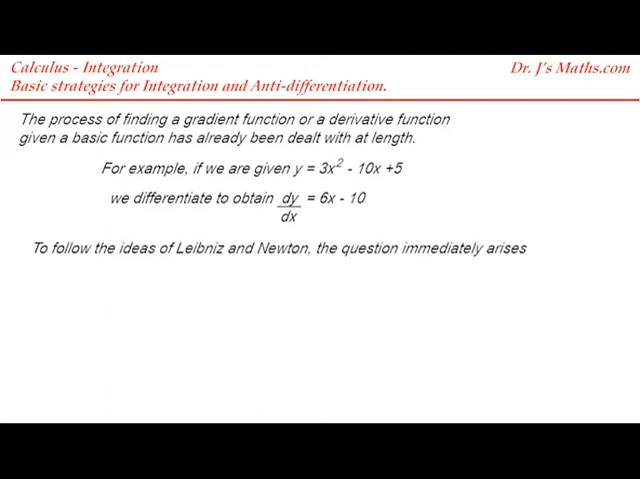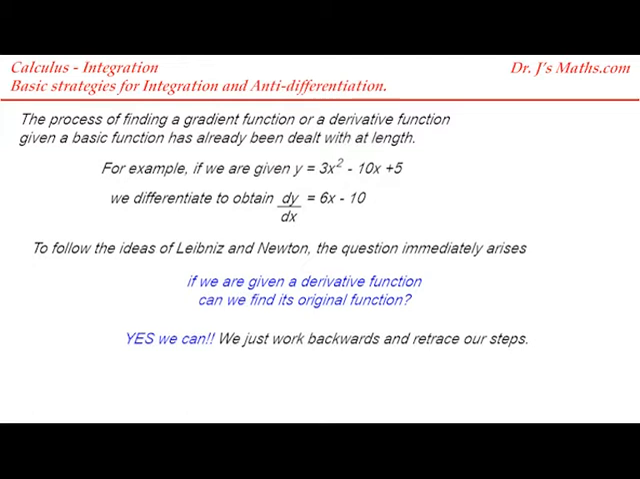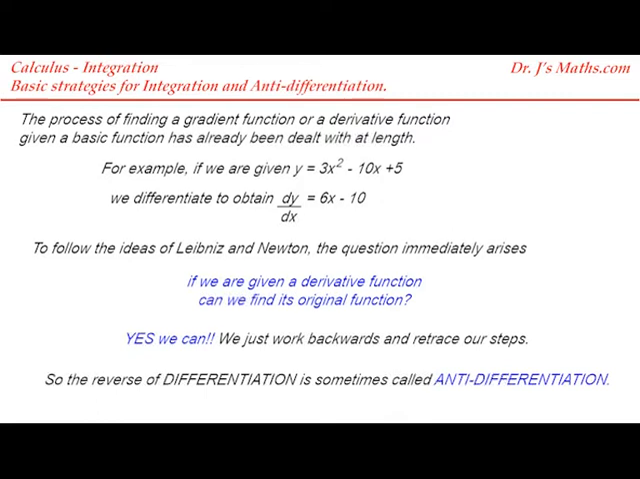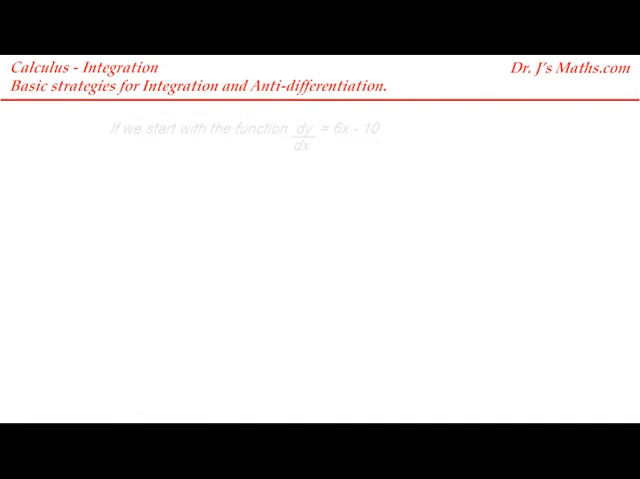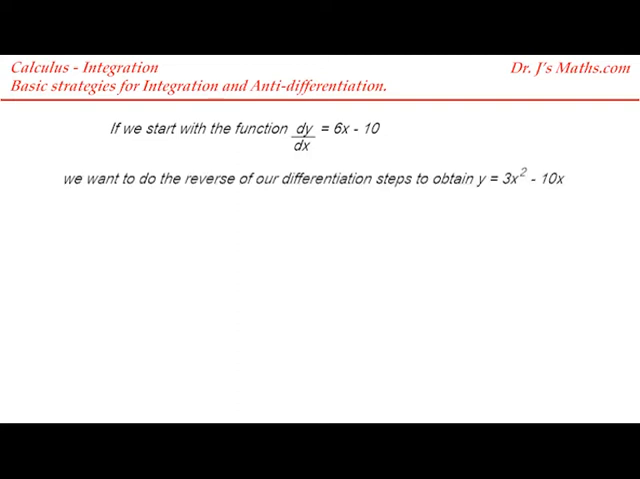To follow the ideas of Leibniz and Newton, the question immediately arises, if we are given a derivative function, can we find its original function? Well, yes, we can. We can just work backwards and retrace our steps. So the reverse of differentiation is sometimes called anti-differentiation. If we start with the function dy/dx equals 6x minus 10, we want to do the reverse of our differentiation steps to obtain y equals 3x squared minus 10x. Don't worry about the 5 just yet.